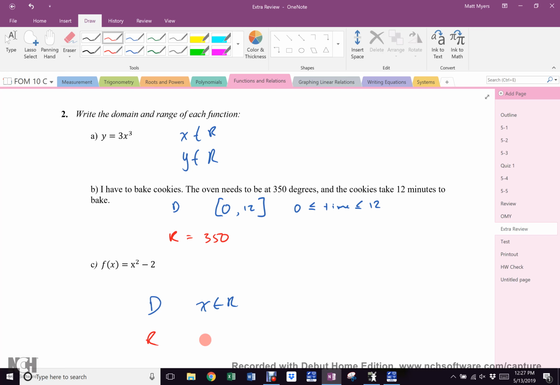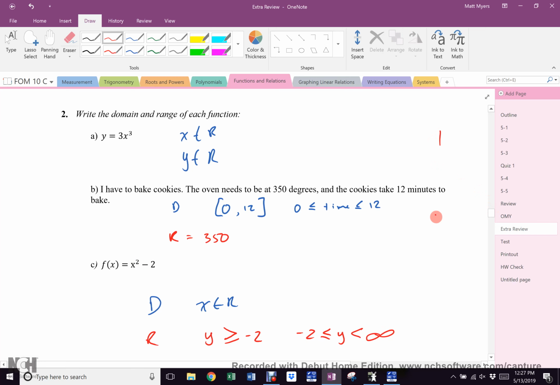What do I get if I put 0 in for x? 0 squared is 0 minus 2? Yeah. So what's the range? Y has to be what? Greater than or equal to negative 2. How else could I write it? Negative 2 less than or equal to y, less than or equal to what? Or less than what? How far can this number go? Infinity.